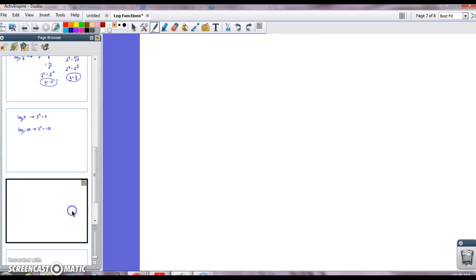A couple other quick rules for you, basic properties involving logs. If I have log base b of b, that is going to equal 1. It has to. Think about it. If I did a numerical example, log base 4 of 4, I'm saying 4 to what power gives me 4? Well, 4 to the first power gives me 4. That's what that means.